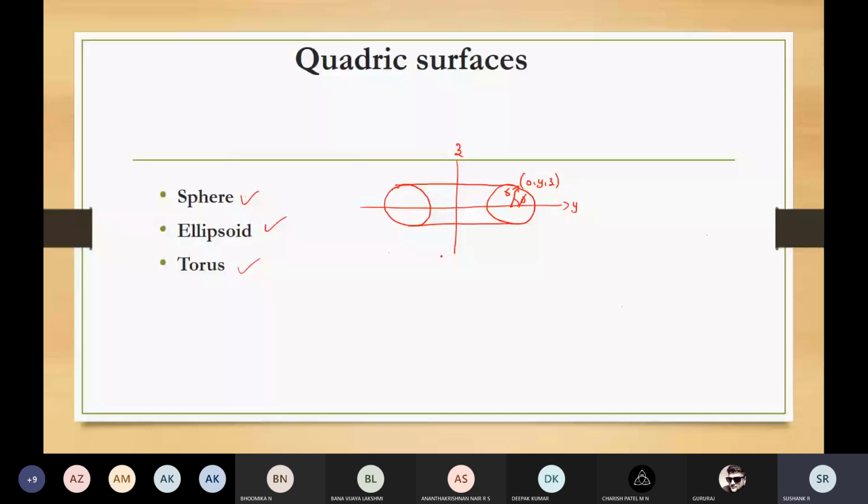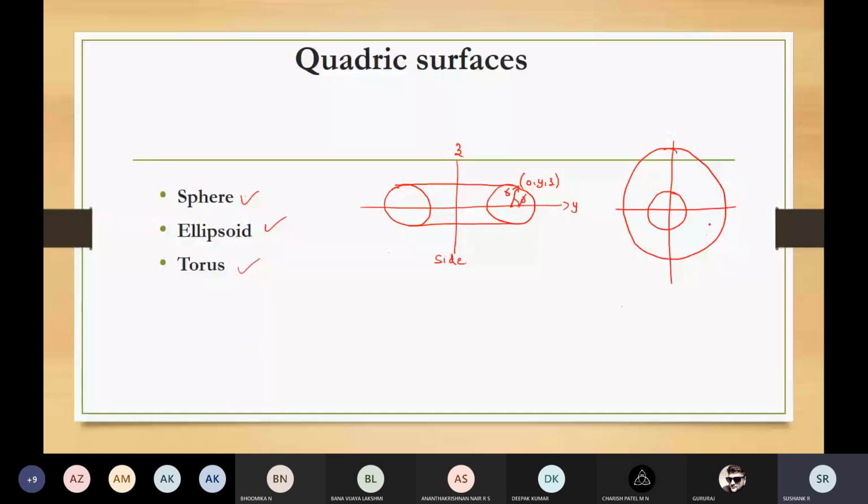And if we talk about the top view, so this is the top view. This will be the top view of the torus.